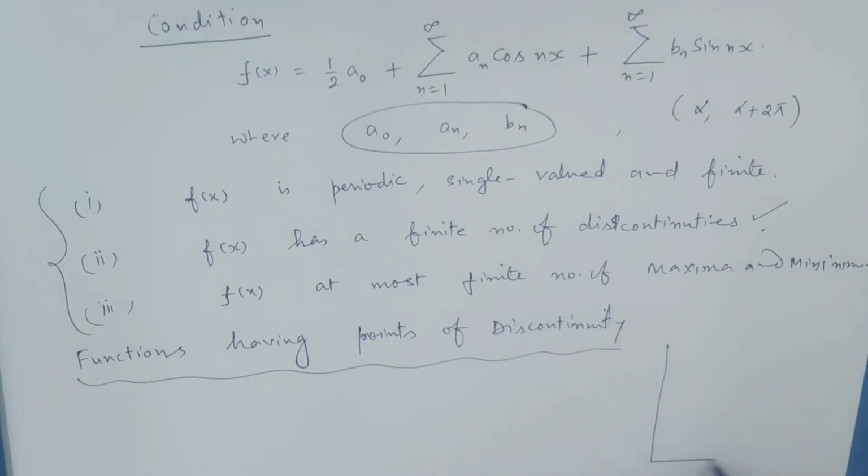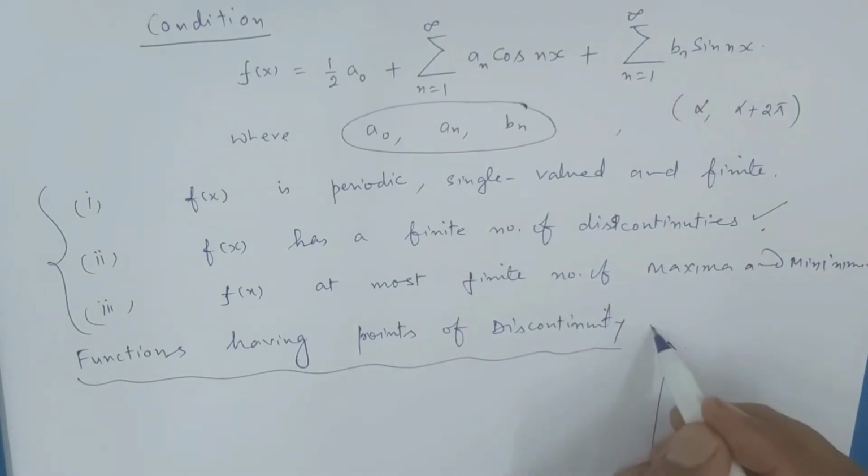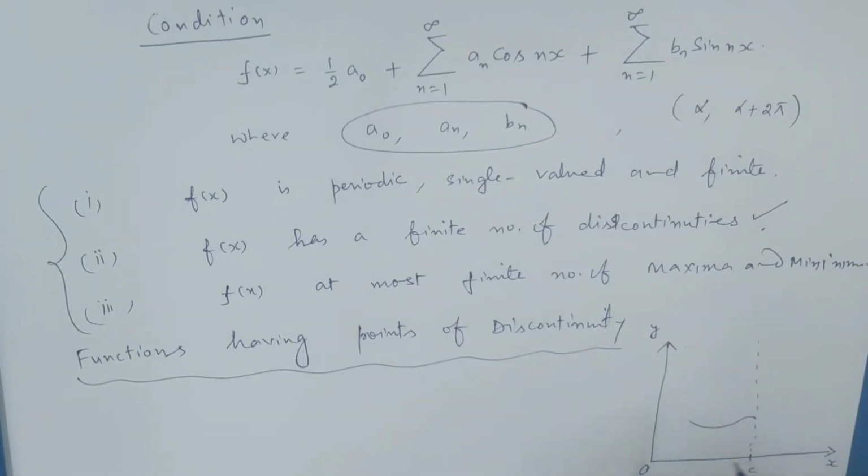Let us try to understand here. These are the two perpendicular axes, x and y axis. Let us take a point C. Here is a curve and the curve is this.